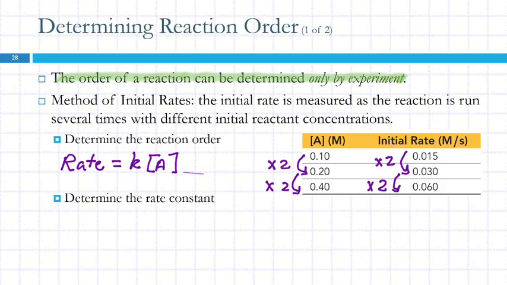Now it says determine the rate constant. The rate constant is k. We need this equation, the rate law, in order to do this. Over here, we have three sets of data. We have the rate and the concentration that go together, right? And in this equation, there are three variables, the rate, the rate constant, and the concentration. If we know two, we can find the third.